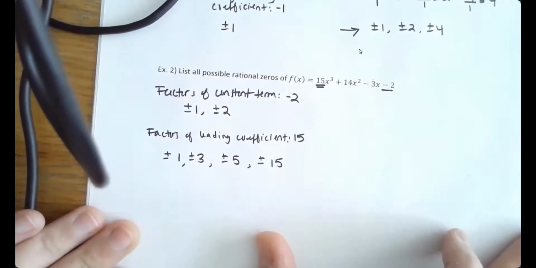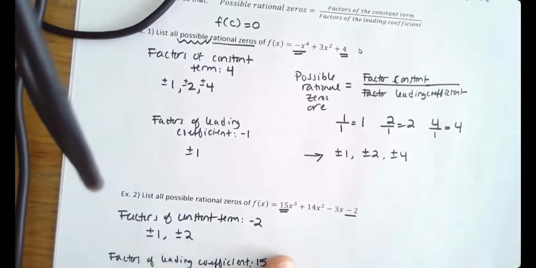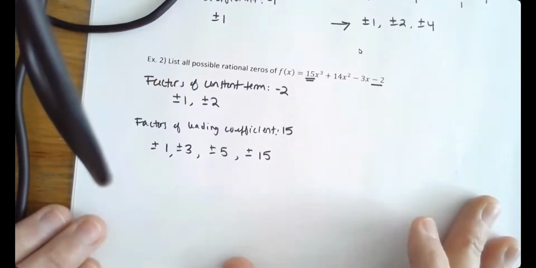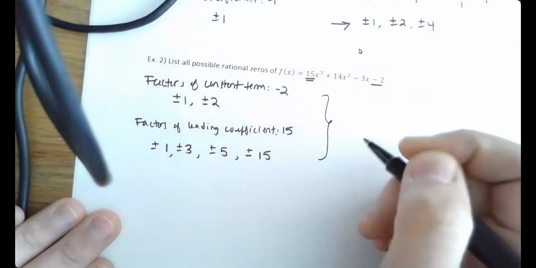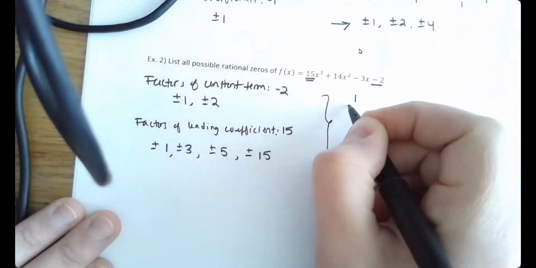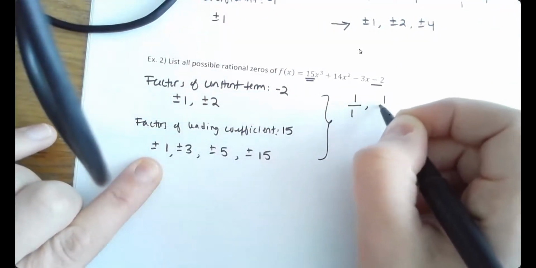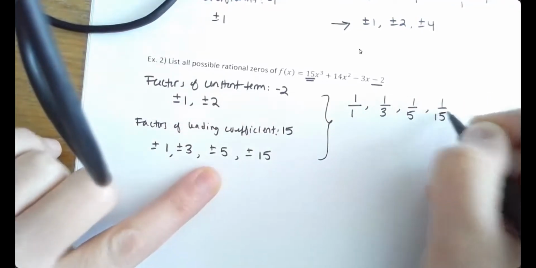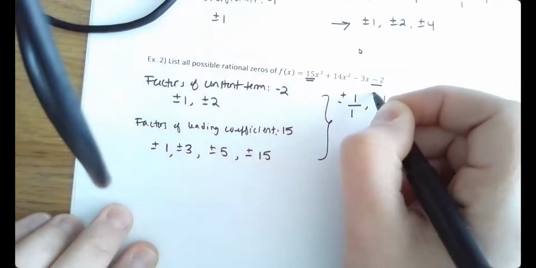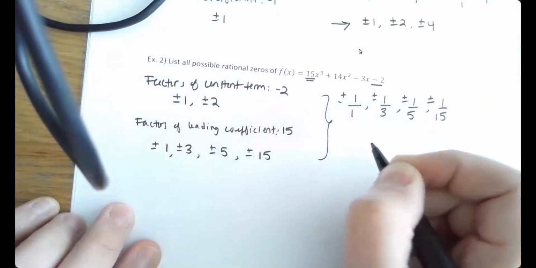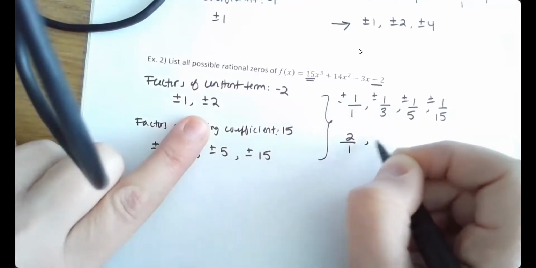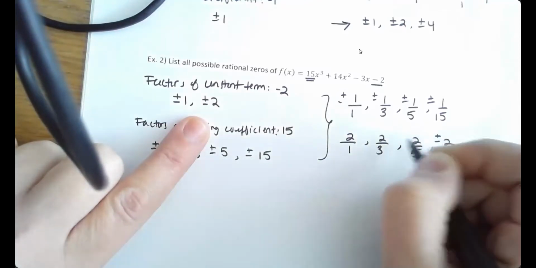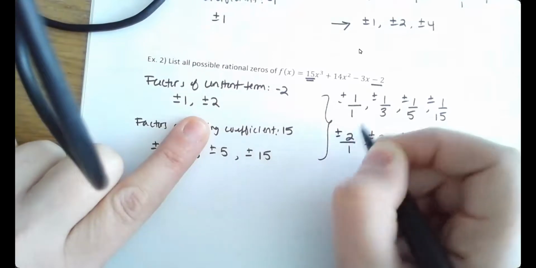And now you look at the ratio. Just remember that when we set up the ratio, it's always the constant values on top and the leading coefficient values on bottom. So what we're going to get here for our ratio is 1 over 1, 1 over 3, 1 over 5, 1 over 15, and then of course, plus or minus for all of these. And then you'd also do the 2. So 2 over 1, 2 over 3, 2 over 5, and 2 over 15, and plus or minus for all of these. Now, if you can simplify, you do want to do that.